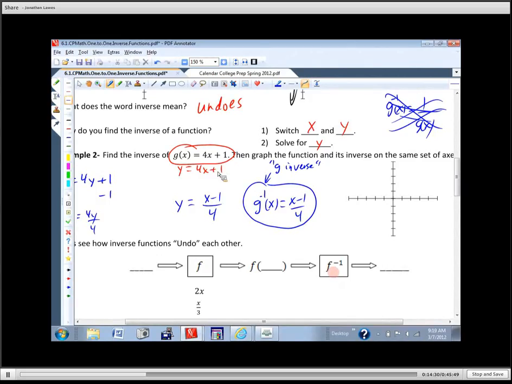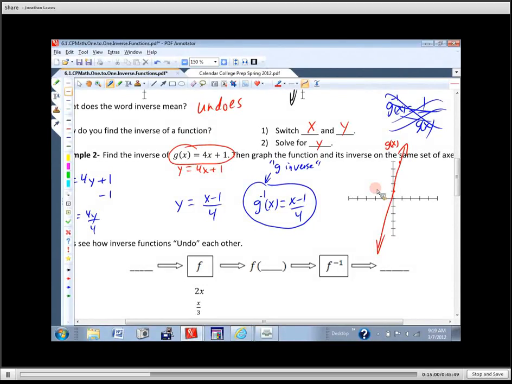Now we're going to take a look at this. I'm going to graph the original one in red. We already did this a second ago. So this one crosses at 1 and the slope is 4. So that graph looks like this. Okay, and I'm going to label that. That is the function g of x. Or sometimes I'll just write that's the function g. That's the name we gave that. Any questions there?